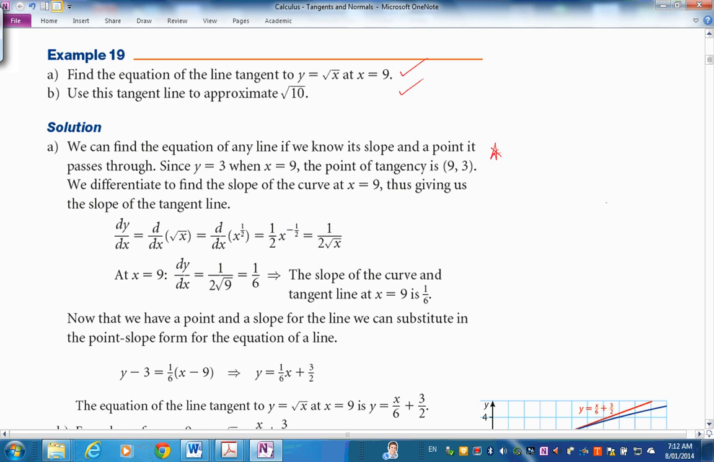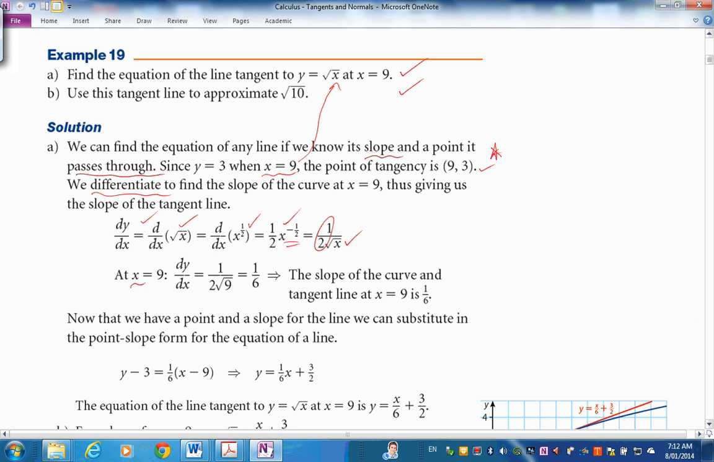We can find the equation of any line if we know its slope and the point it passes through. Now, at x equals 9, by subbing 9 into root x, the y value is 3. So we've got a point on the line, (9, 3). Now we're going to get the derivative. We've only got one point on the line. So now we're going to use dy by dx, which is differentiating root x. Root x is x to the half. The x to the n rule gives half x to the negative a half. So there's the half, and x to the negative a half is 1 on root x. Easier to evaluate in that form.